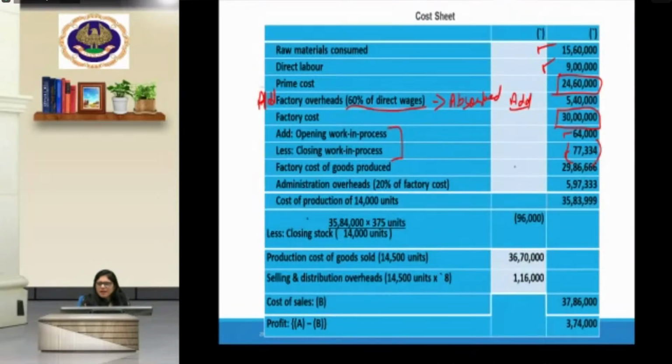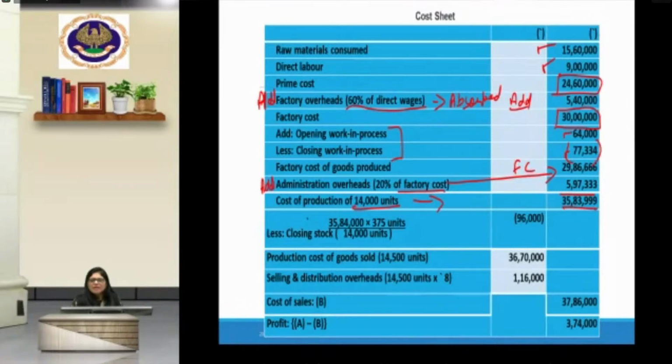See, this is my factory cost, and 20% of basically 29 lakhs will be 597,333 as admin. So to the factory cost, we add the admin overheads and we get the cost of production. So cost of production of 14,000 units is 35,83,999. All right. This is the cost of production.